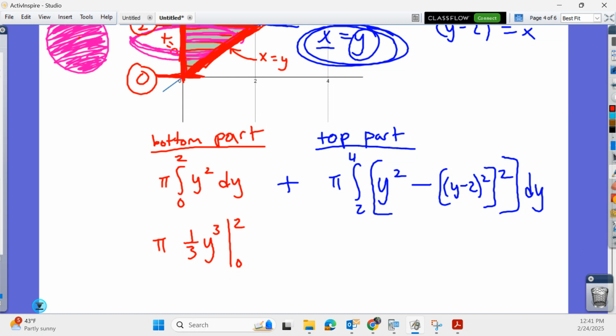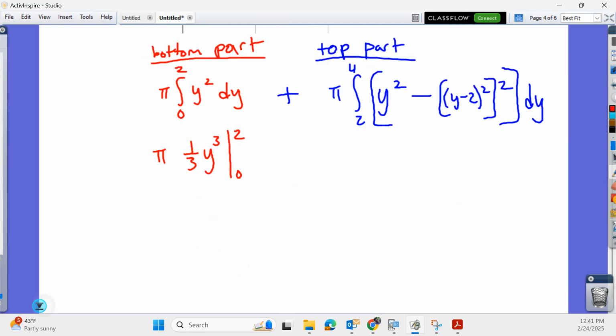And I'm just going to keep going on that one. Let's finish it. So if we plug in the 2, pi over 3, okay? And if you plug in the 2, you're going to get 2 cubed, which is 8, and then minus 0 cubed, which is 0. And so we get 8 pi over 3. That's the cone part on the bottom. And 1/3 pi r squared h, right?